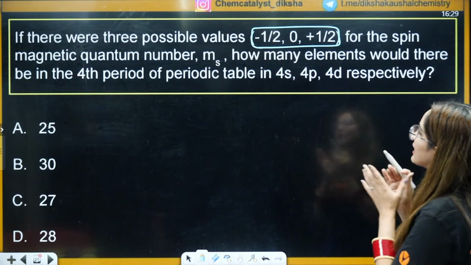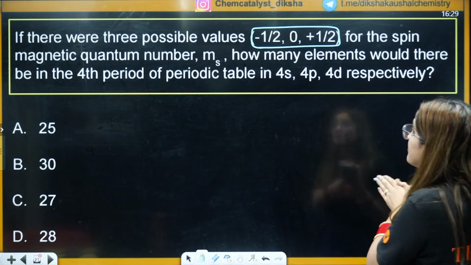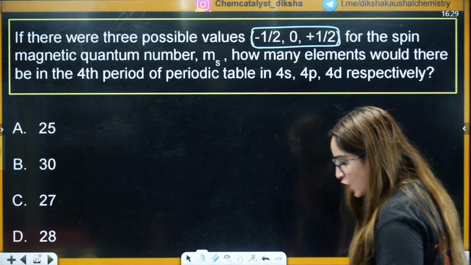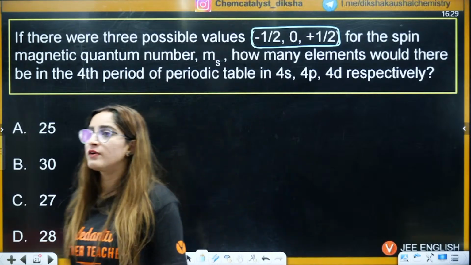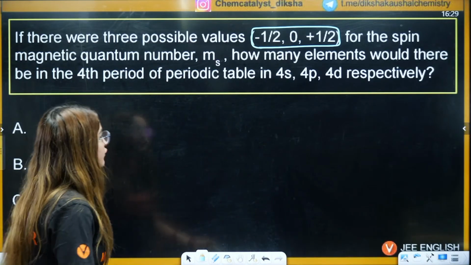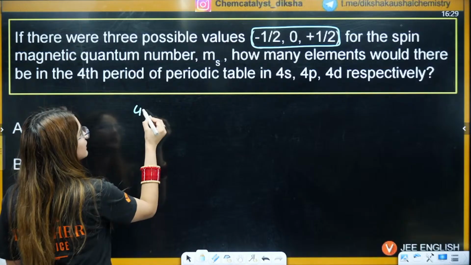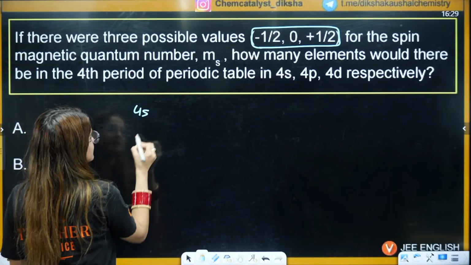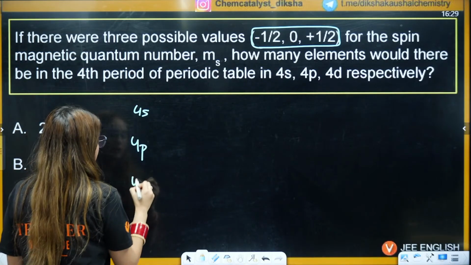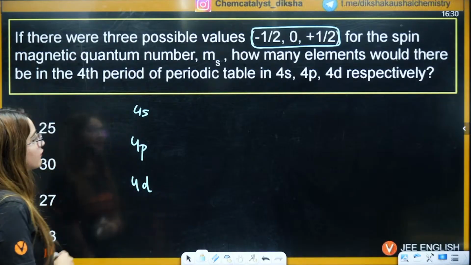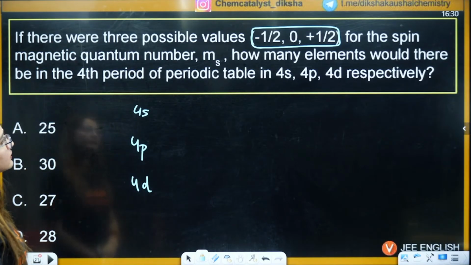From the spin magnetic quantum number, how many elements would be there in the 4th period? So the number of elements will be equal to what? If you see, in the 4th period, there is 4s, there will be 4p, there will be 4d, right? This thing will be there.